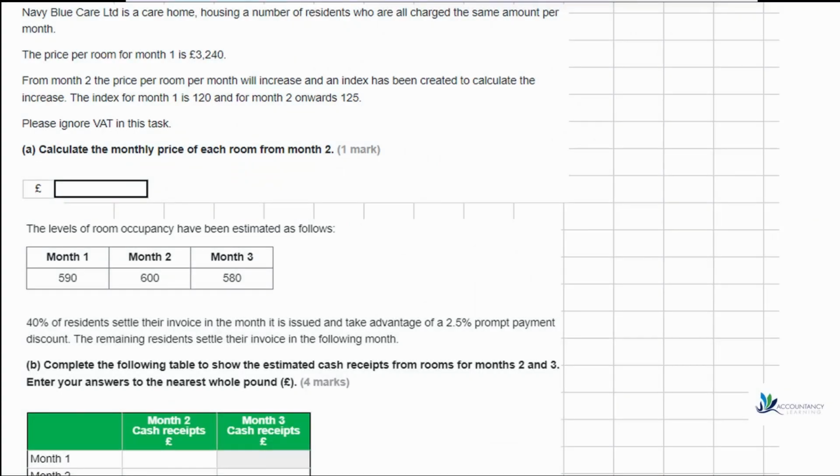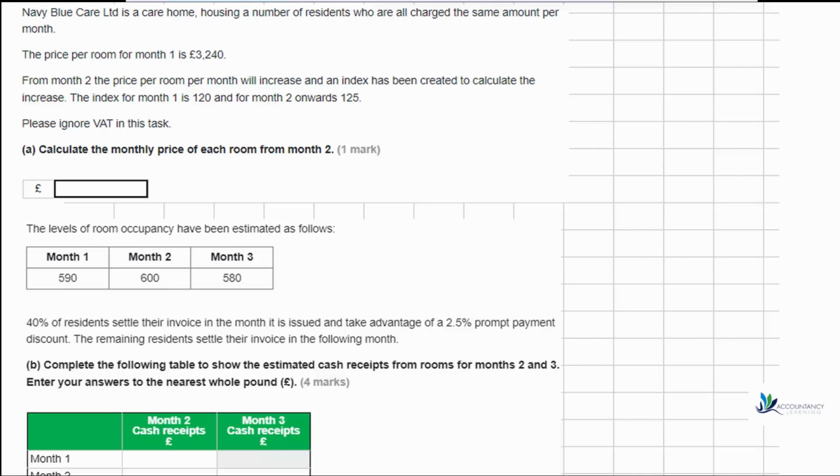This is task 2 from the first sample assessment for cash and financial management. In this task, we're looking at preparing a cash budget using forecasts. So we're told that Navy Blue Care Limited is a care home housing a number of residents who are all charged the same amount per month.